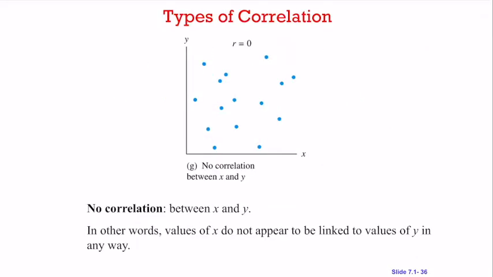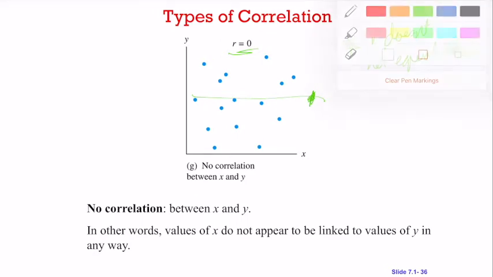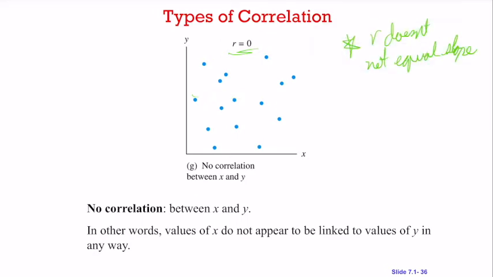Also, you could have no correlation. There's no relationship, so R is 0. Friendly reminder, R does not equal slope, okay? Our best fit lines through a data set will have a slope of their own, and it's not going to be R.